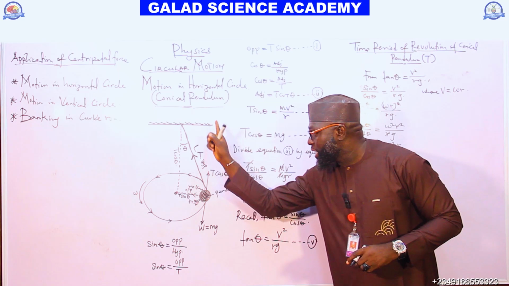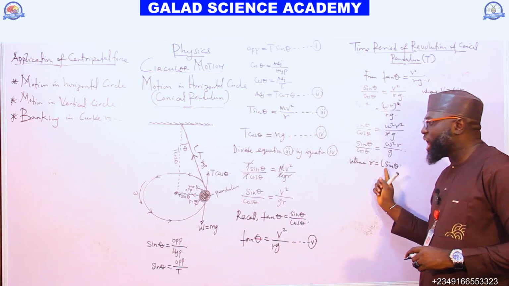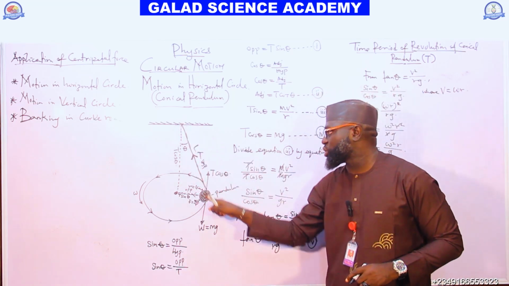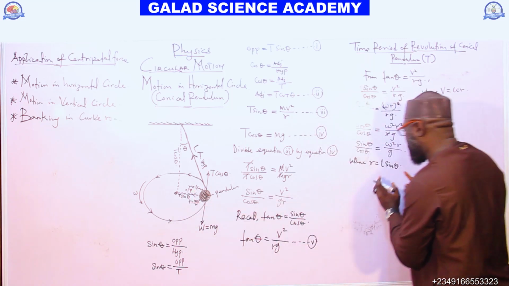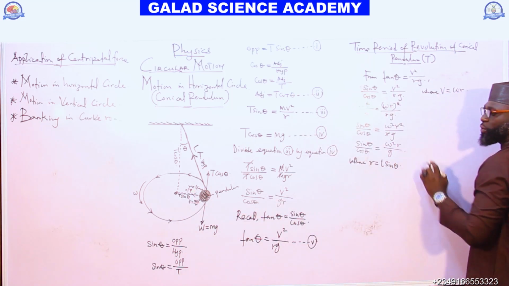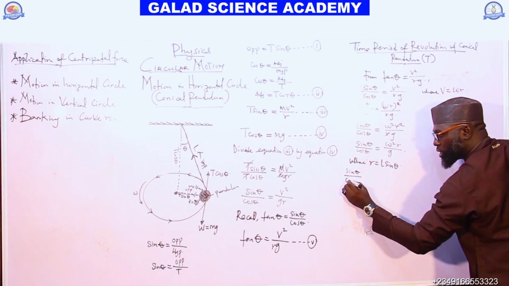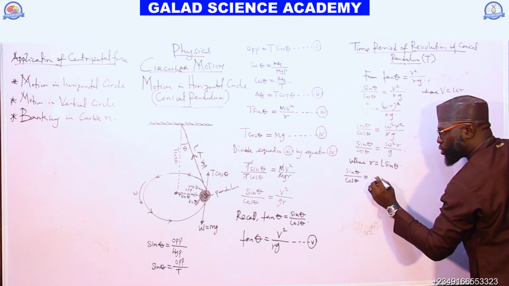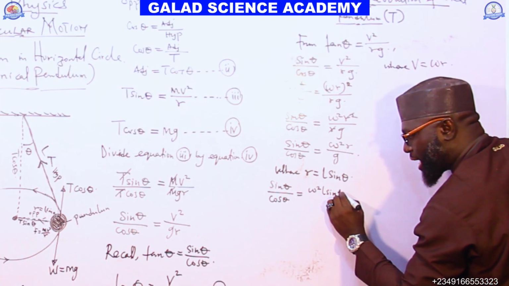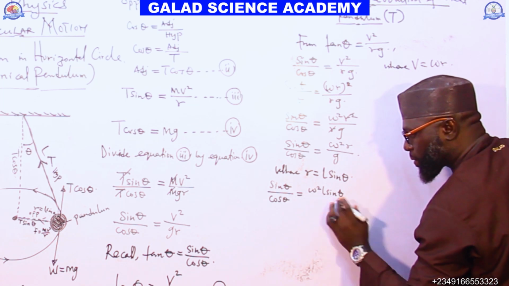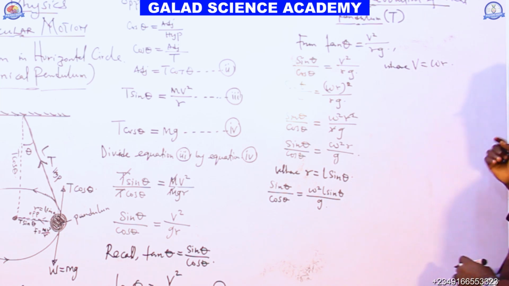Look, before, our interest was in tension, so we used T. But in this R now, we don't have interest in tension, we just use the length of the string, L. I remove the T and put L, and substitute for R here now. What we have is sine theta over cos theta equal to omega square L sine theta over G.